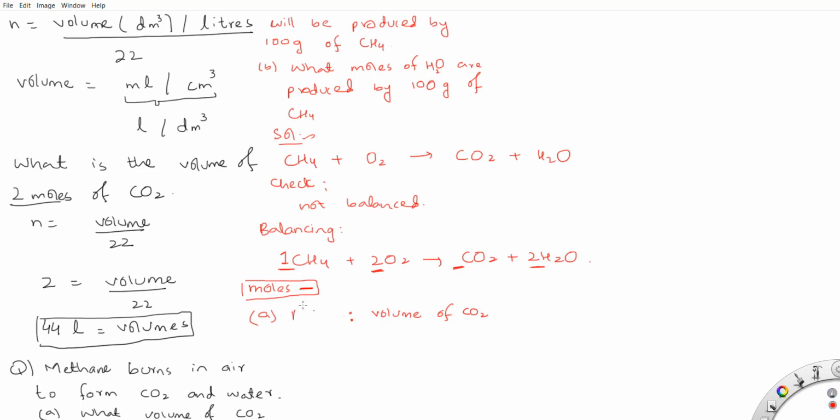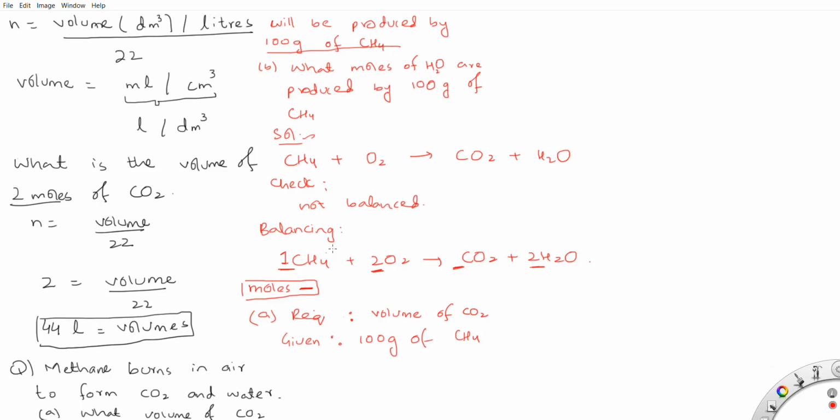And then what's given in part A is 100 grams of methane. So required here is the volume of carbon dioxide, and given here is 100 grams of methane. So how would we proceed? See, I can relate this to my question.